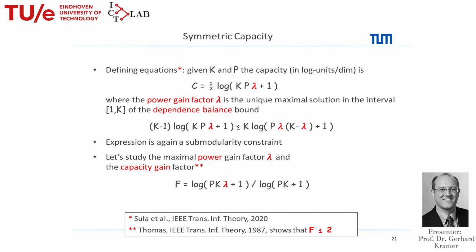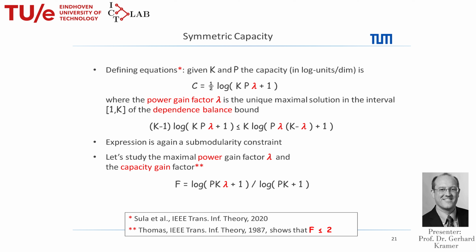Okay, now let's go to the defining equations. It turns out that the sum rate capacity is given by an expression that looks like this. Without feedback, this lambda would be 1. So the lambda is a power gain factor, right? It multiplies P. And this number is 1 or larger. And it's the unique maximal solution of this equation here, of this bound. And this bound is nothing other than a dependence balance bound, namely the one I just showed you before, okay, for K users, which is interesting. It's again a submodularity constraint.